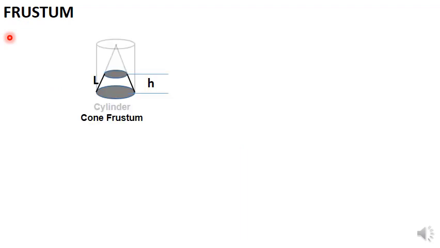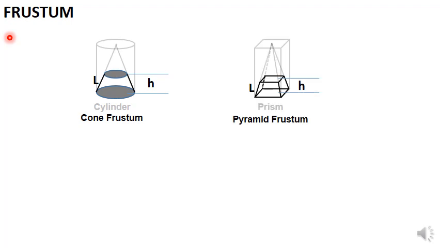Okay, let's now proceed to this kind of solid. Previously, we had the cone. Now, if we cut the cone parallel to the base, what we get is called the frustum of the cone. Likewise, if we have a pyramid and the cutting plane is parallel to the base, what we get is a frustum of the pyramid.